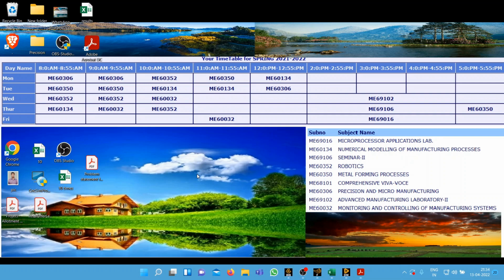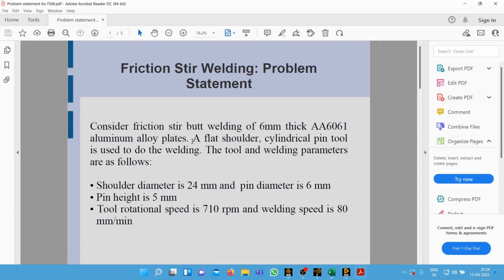And now I am going to present the friction stir welding process and how it can be done using numerical modeling, that is ANSYS. So let me first take you through the problem statement.